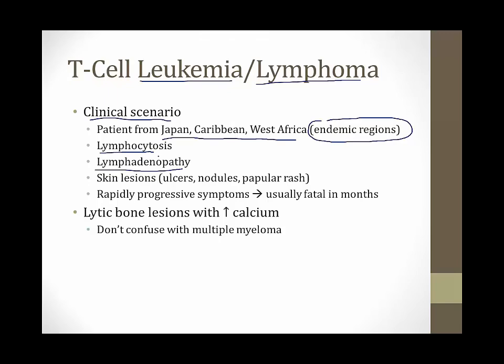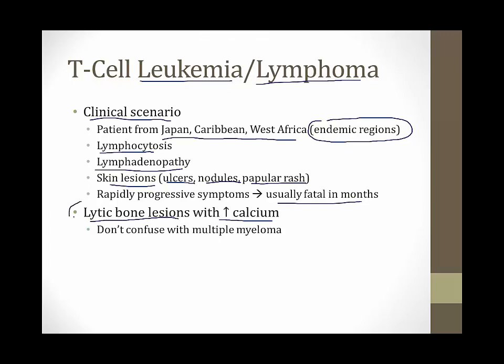So these patients can present with skin lesions. They may develop ulcers, nodules, or a papular rash. The symptoms are rapidly progressive, and this is a serious disorder. It's usually fatal within a few months. Another feature of T-cell leukemia lymphoma to be aware of is that it can result in lytic bone lesions with hypercalcemia.